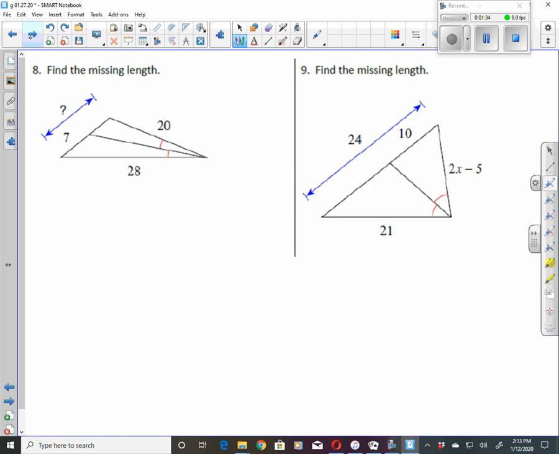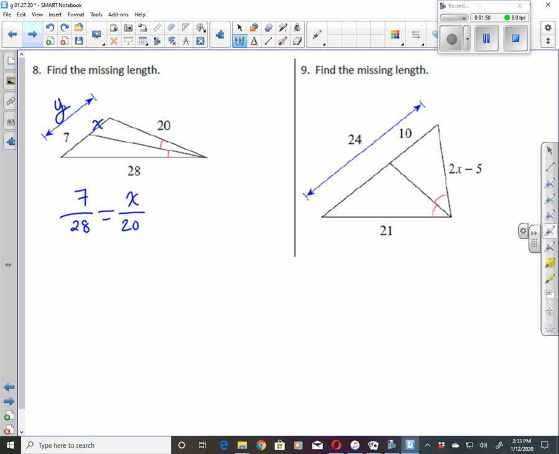Number 8, again, find the missing length. So we're asking for not this length, but we need it. We're asking for this length, call it y. So we're going to find x, but then from there we've got to find y. So again, 7 over 28 equals x over 20.